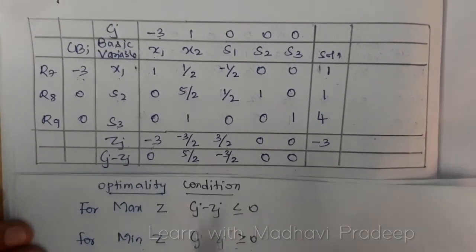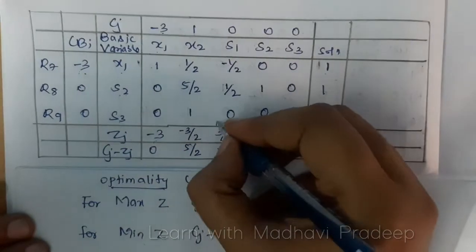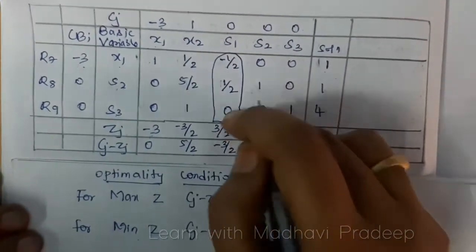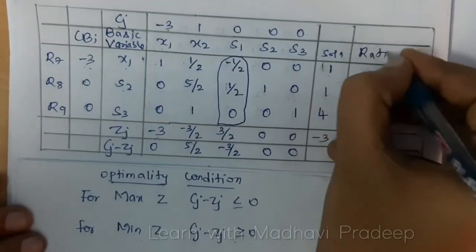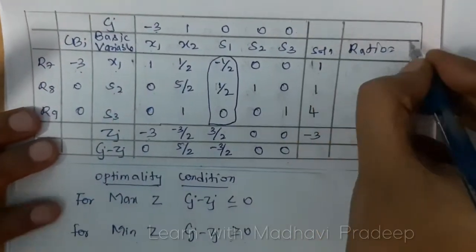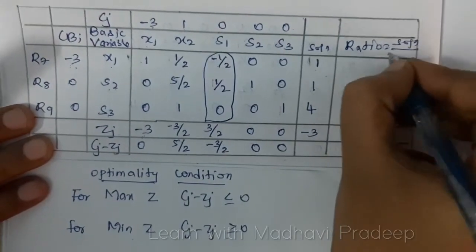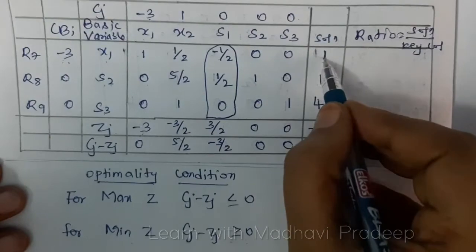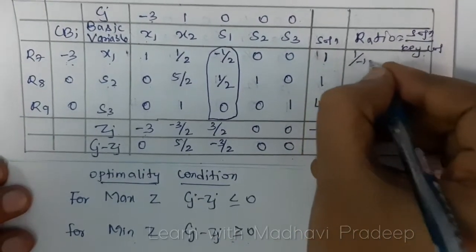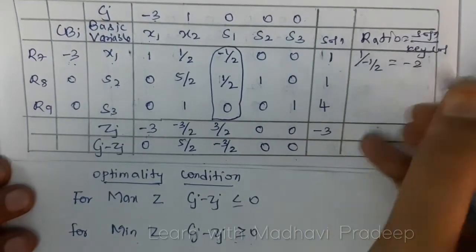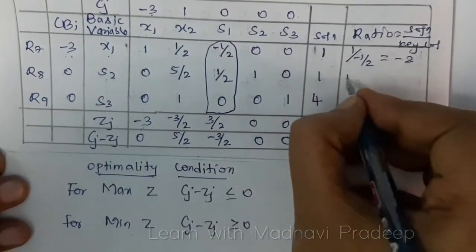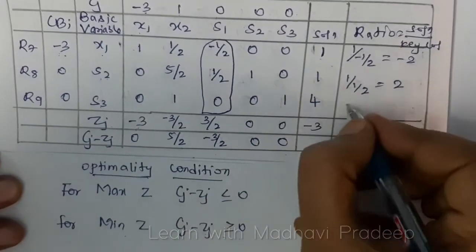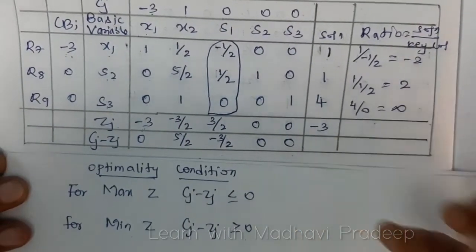So select this column, since only here we got a negative. Select this column as the key column. After getting the key column, find the ratio. The ratio is equal to solution divided by key column. So the first value is 1 divided by minus 1 by 2, that is equal to minus 2. Next, 1 divided by 1 by 2, that is equal to 2. Next, 4 divided by 0, that is equal to infinity.